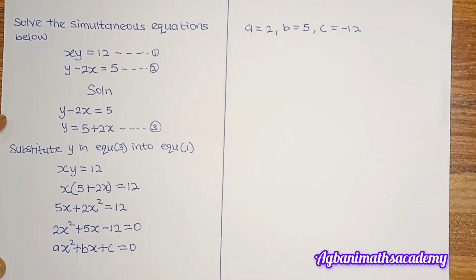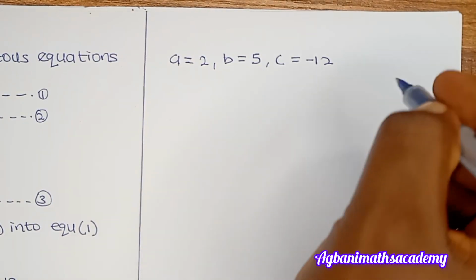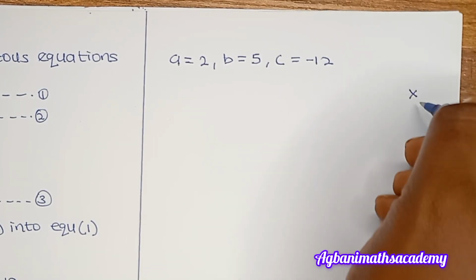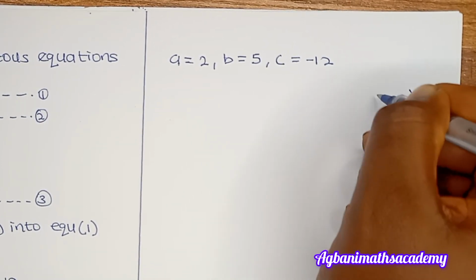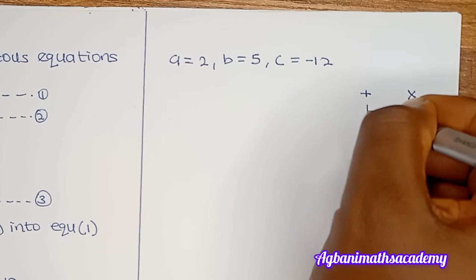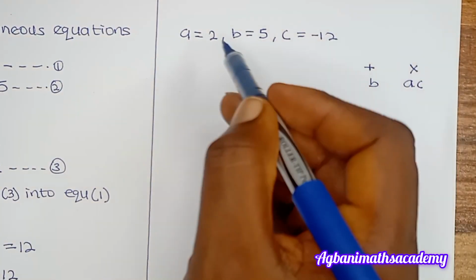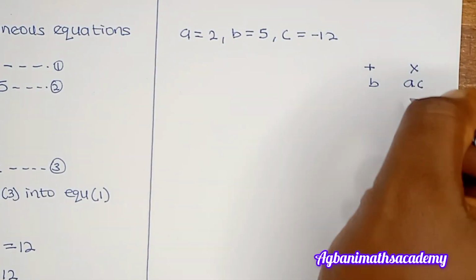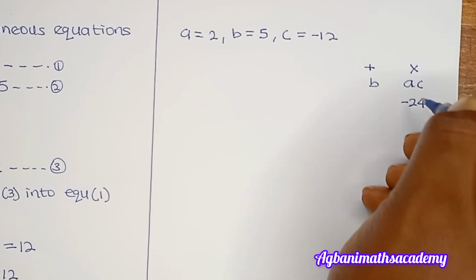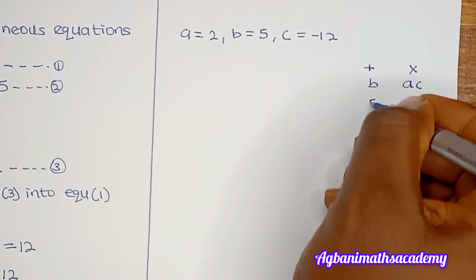In order to solve this quadratic equation, we are going to look for two numbers that will multiply to give us AC and then add to give us B. What is AC? AC is 2 multiplied by minus 12, which is minus 24. And we know that B is equal to 5.